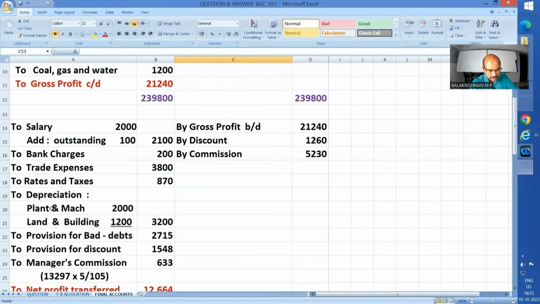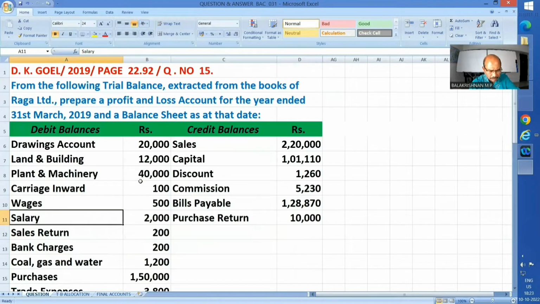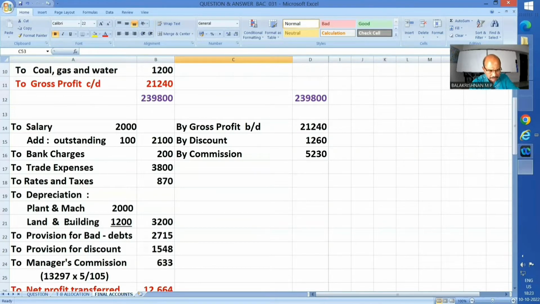And depreciation. It's a plain calculation. Let's see what was the plant and machinery value. Basically, plant and machinery value 40,000 and land and building value 12,000. Now depreciation rate: plant and machinery 5%, land and building 10%. So that has been taken here. This will be the respective amount. And total depreciation I have shown here 3,200.